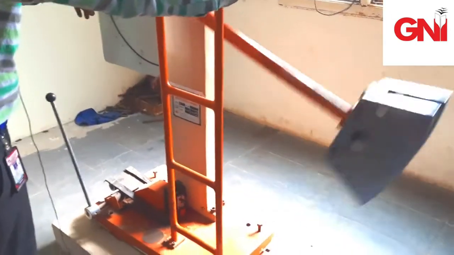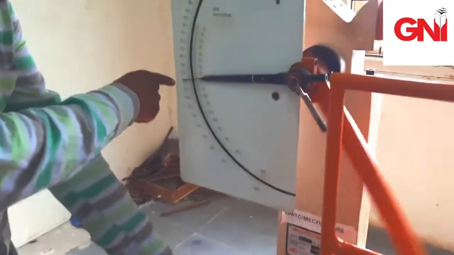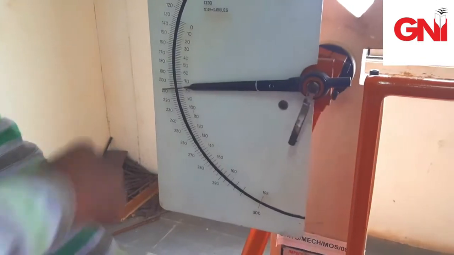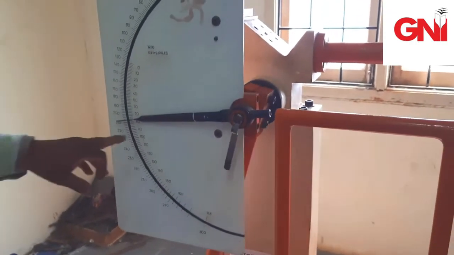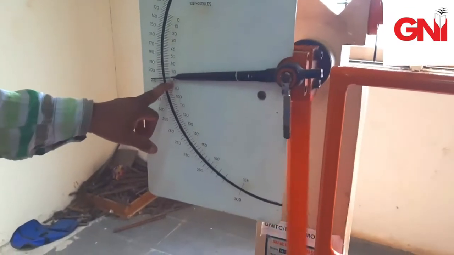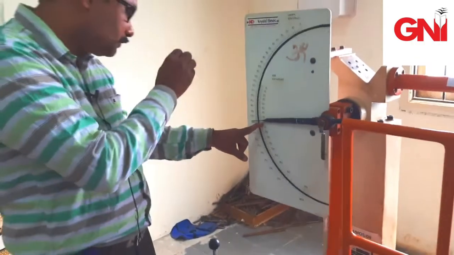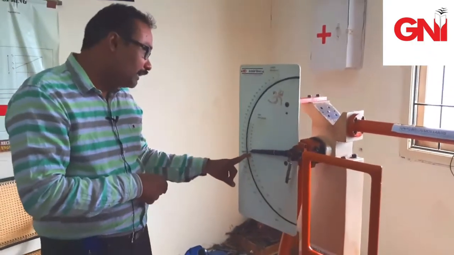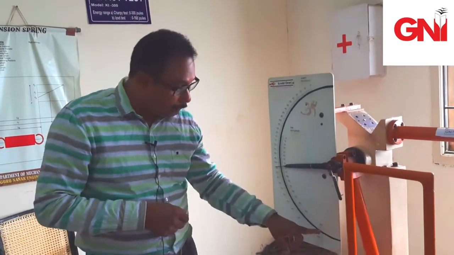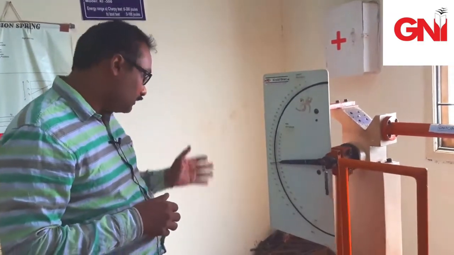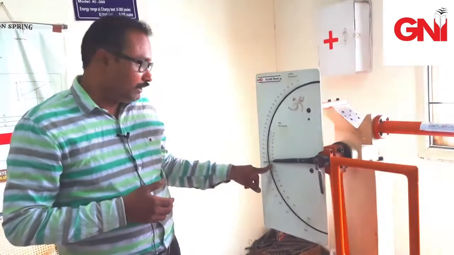So now see the readings. You see the readings here. So that is a two. We have to consider the inner circle scale for the Izod test, and the outer circle for the Charpy test. You see the reading, 80 joules. So 80 joules is absorbed by the specimen. 80 joules of energy is required to break the specimen. See, we have applied 168 joules, but the specimen required 80 joules.